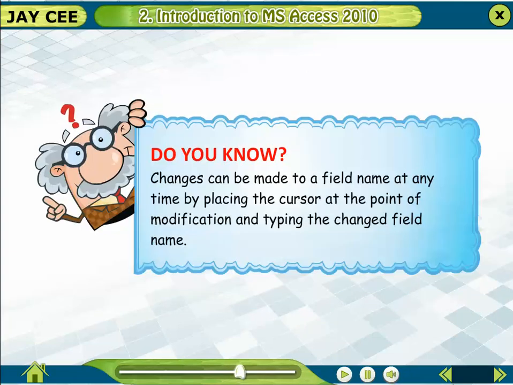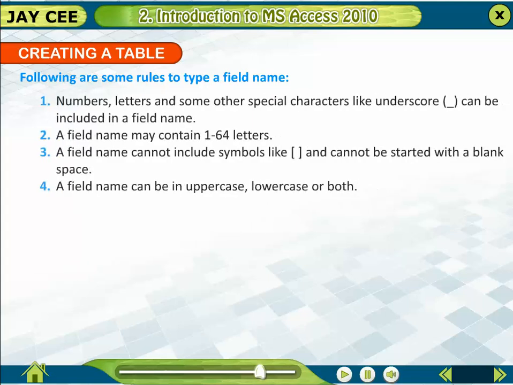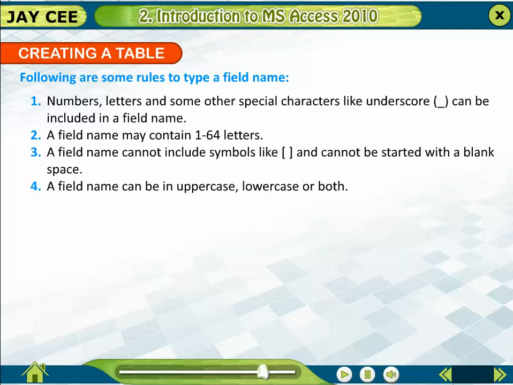Do you know changes can be made to a field name at any time by placing the cursor at the point of modification and typing the changed field name. Following are some rules to type a field name. Numbers, letters, and some other special characters like underscore can be included in a field name. A field name may contain 1 to 64 letters. A field name cannot include symbols like brackets and cannot be started with a blank space. A field name can be in uppercase, lowercase, or both.